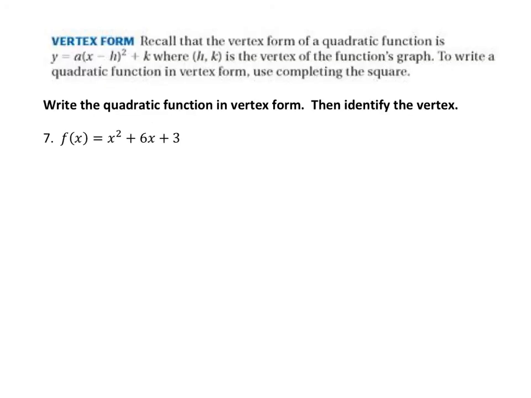Alright, remember back to vertex form. Recall that vertex form of a quadratic function is y equals a times the quantity x minus h squared plus k, where (h, k) is the vertex of the function's graph. To write a quadratic function in vertex form, use completing the square. So it says, write the quadratic function in vertex form, then identify the vertex. Okay, so first thing we're going to do, 0 equals x squared plus 6x plus 3. Subtract the 3 over to the other side.